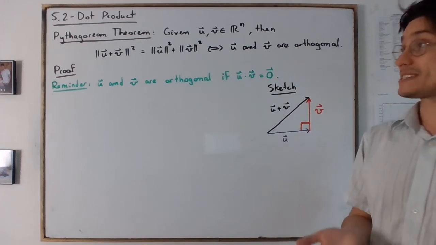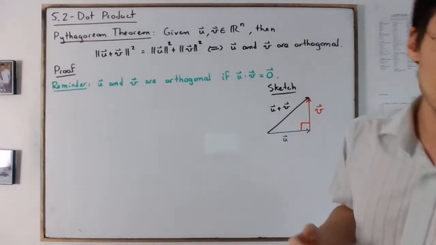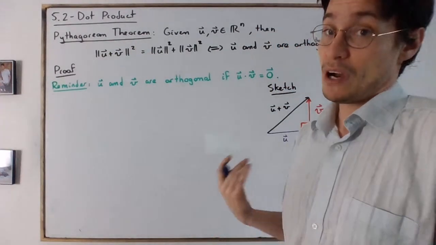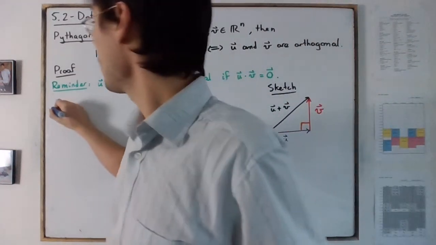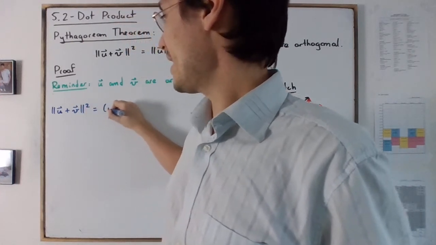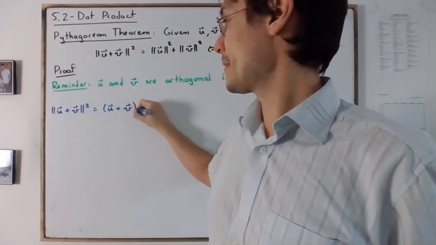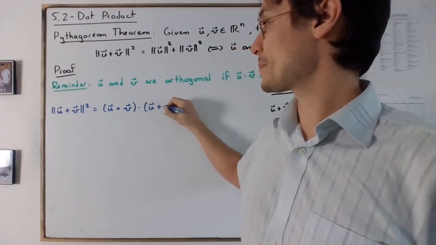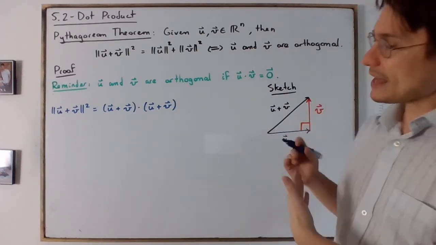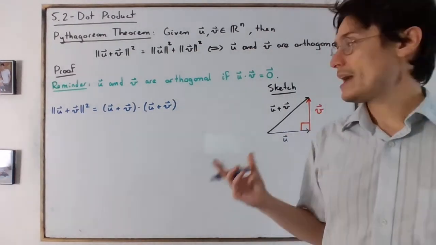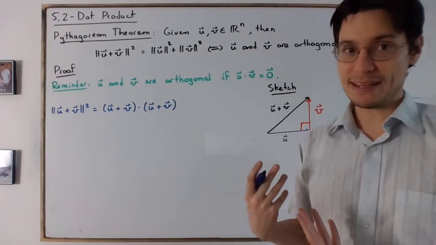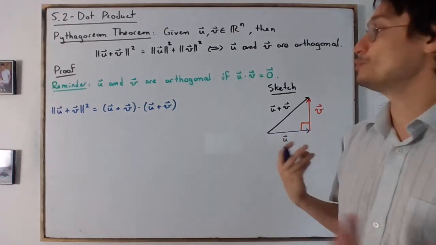Now, how do we prove this? The idea is to write this as being the dot product of u plus v with itself. So you're going to write the norm of u plus v squared, and you're going to write u plus v dot u plus v. And this calculation, you will repeat it very often.